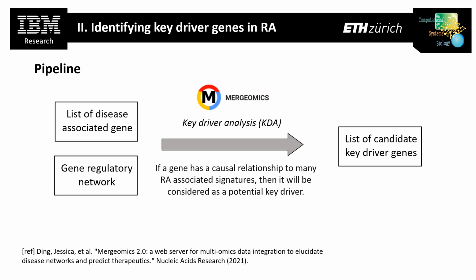So how does the key driver analysis work in our context? It's very straightforward. We start from two things: a list of genes associated with RA, and a gene regulatory network. Then, for each gene in this network, we test whether the gene has a causal relationship to many associated genes. If so, we consider it as a potential key driver. So this is very simple.